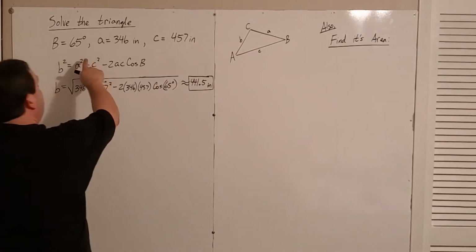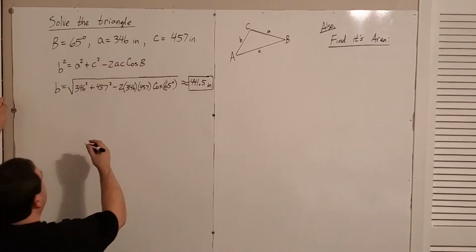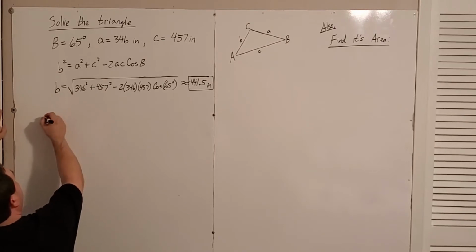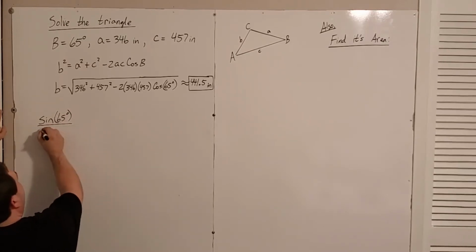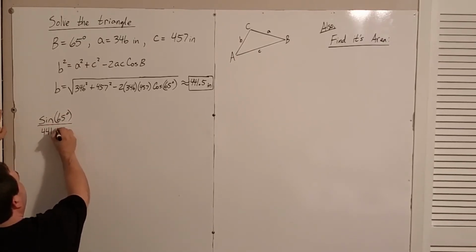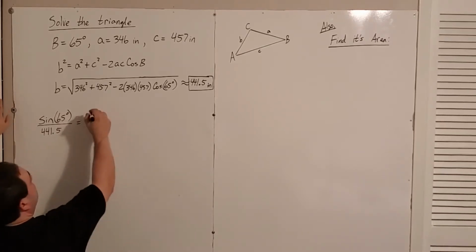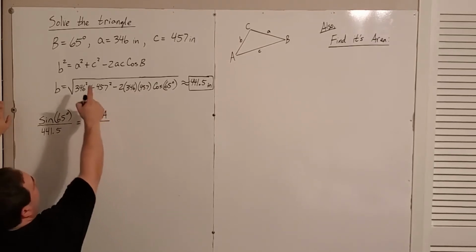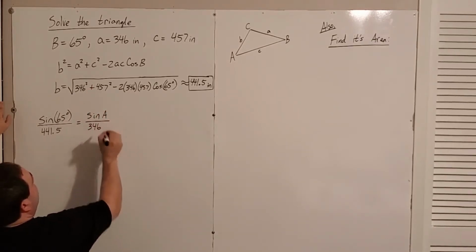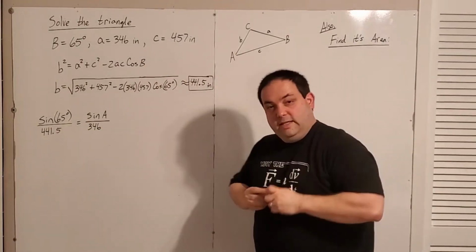At this point, if I want to solve for angle A, I will do sine of 65, which is big B, over little b, 441.5. And that's equal to sine of A over little a, which is 346. Okay? Now I know you're probably thinking the same thing I am.